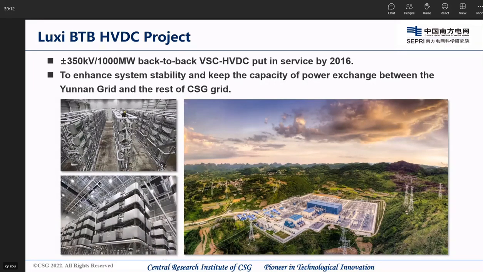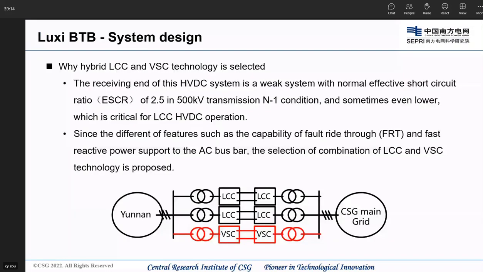Why? Because firstly, the receiving end of this HVDC is a weak system with a normal effective short circuit ratio that is low in severe conditions and sometimes even lower. This is critical for LCC HVDC, so VSC is required. And also, by 2016, the VSC HVDC is still quite expensive. To reduce the cost, LCC is applied, using different features of VSC and LCC. The combination of LCC and VSC in the same station achieves better performance.